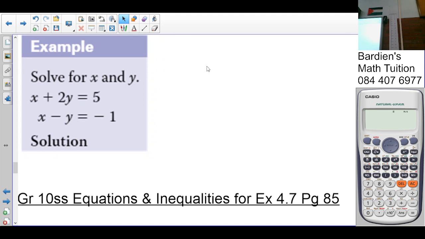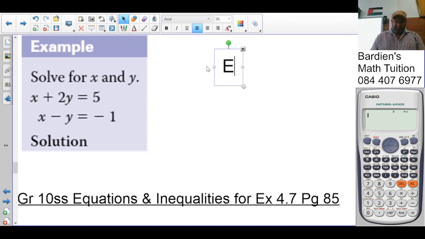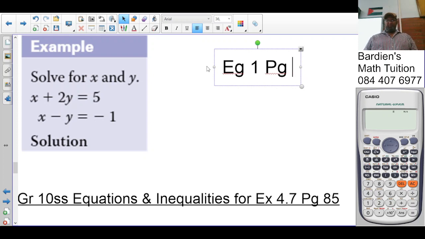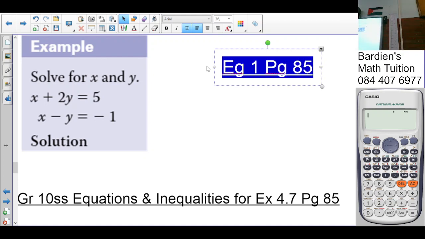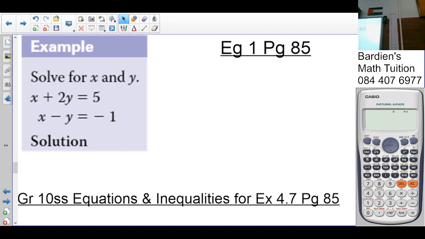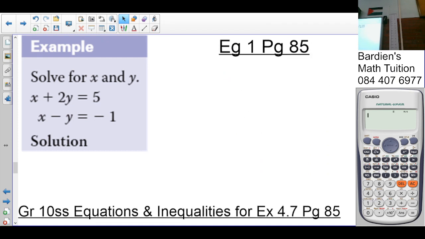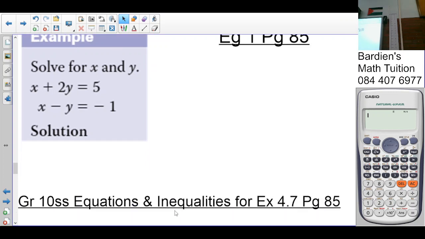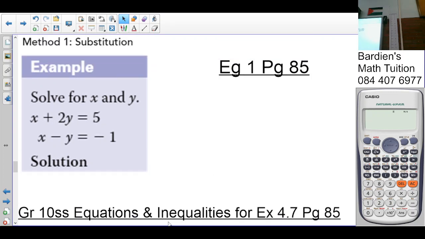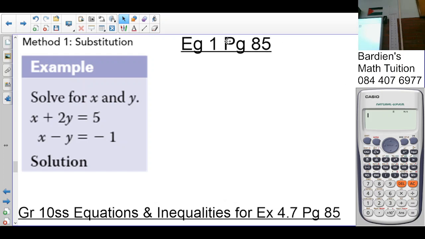Okay, so write this down. This is example 1, and this is example 1 on page 85. Alright, example 1, page 85. So as I said, there's two ways of doing it. It's elimination and substitution. I'm going to do the substitution method first. As I said, I'll do both with you so that you can see which one of the two you prefer.